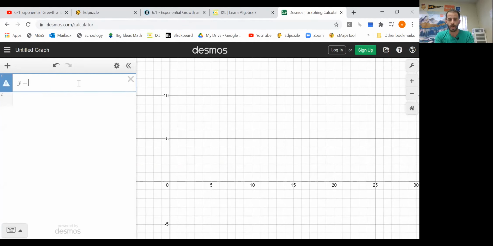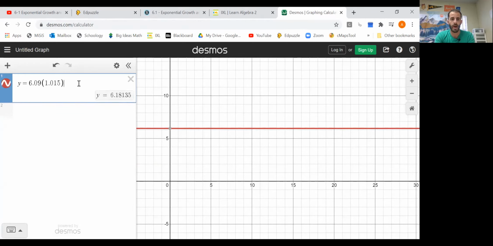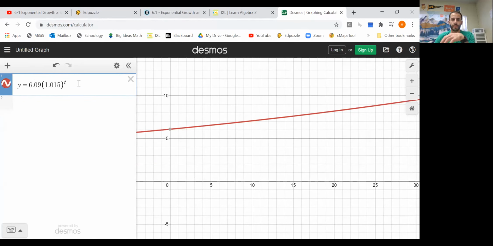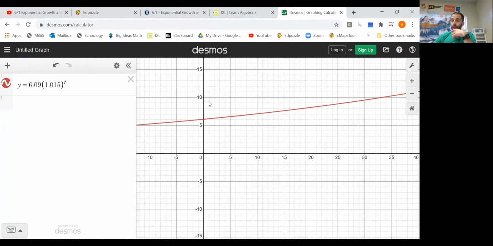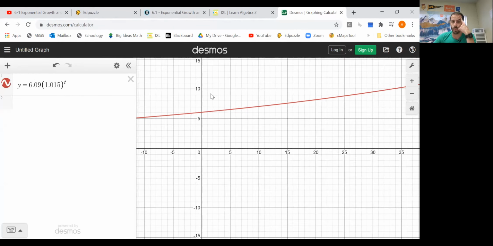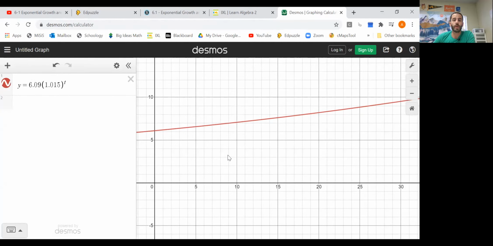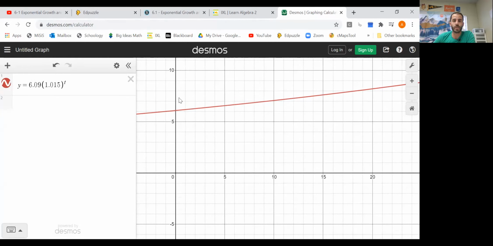Y equals 6.09 times 1.015 to the T. Ooh, wow, it's really flat. I wonder why. Does it have anything to do with the fact that it's really close to 1? Yes, it does. That's literally why. Okay, we want to know when the world population, the Y, is going to be 7, and we're estimating. So we just need to hold down and get as close as possible. And honestly, I'm not rounding to the hundreds. I'm going to round to the nearest whole year.